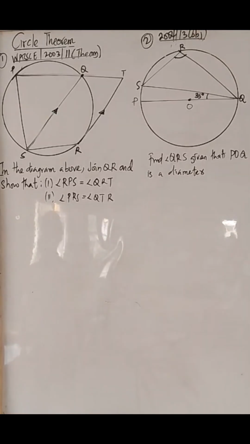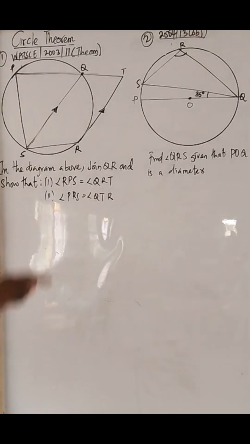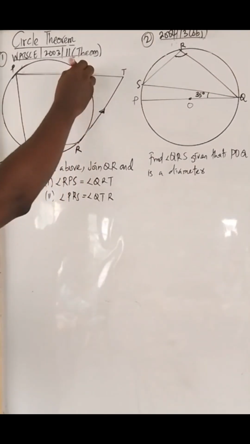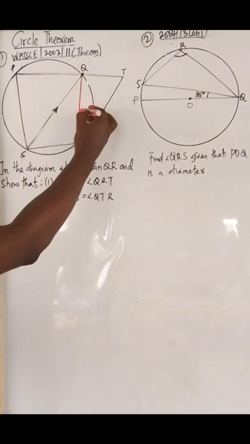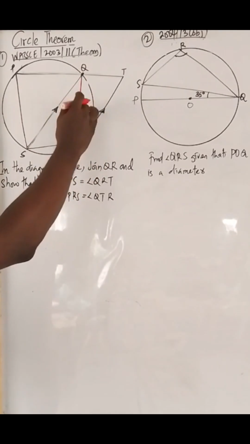Now, in this particular question, we are told that in the diagram above, join QR. So we are told to join Q and R together. That's the first instruction.